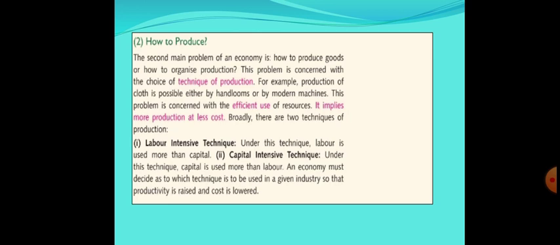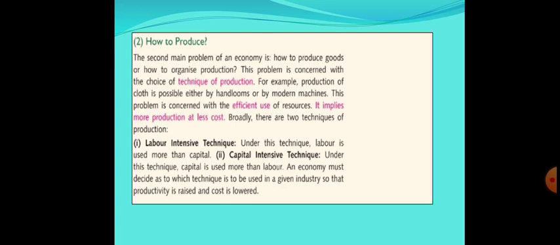The second problem in front of any country is how to produce. This problem is essentially about choice of technique for production of goods and services. This involves primarily choice between labor intensive and capital intensive technology. Labor intensive technology means more labor and less machines, while capital intensive technology means more machines and less labor.